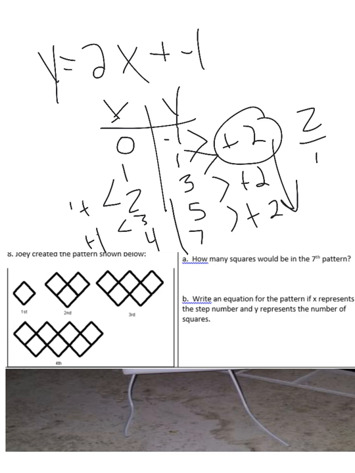So 2x, okay, so here we go. So we have our equation, that's it. Y is equal to 2x, and I'm going to change this to minus 1. And how many squares would be in the 7th pattern?